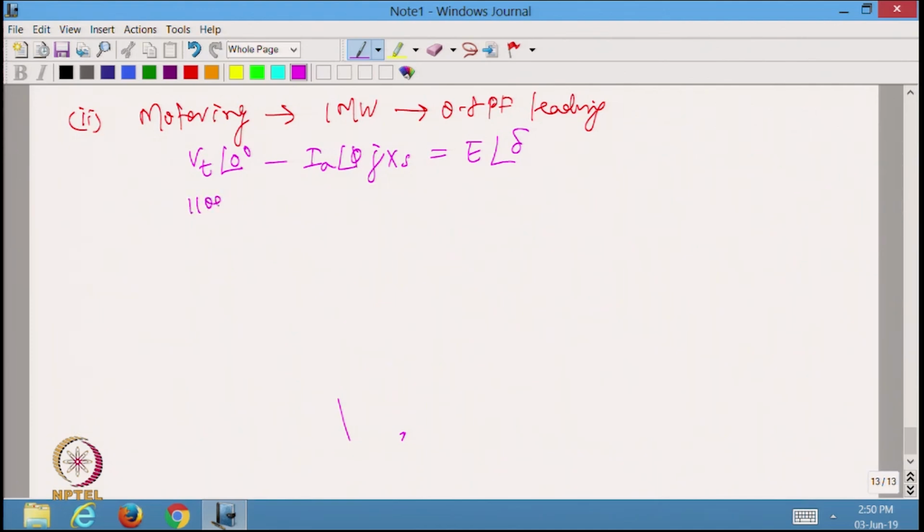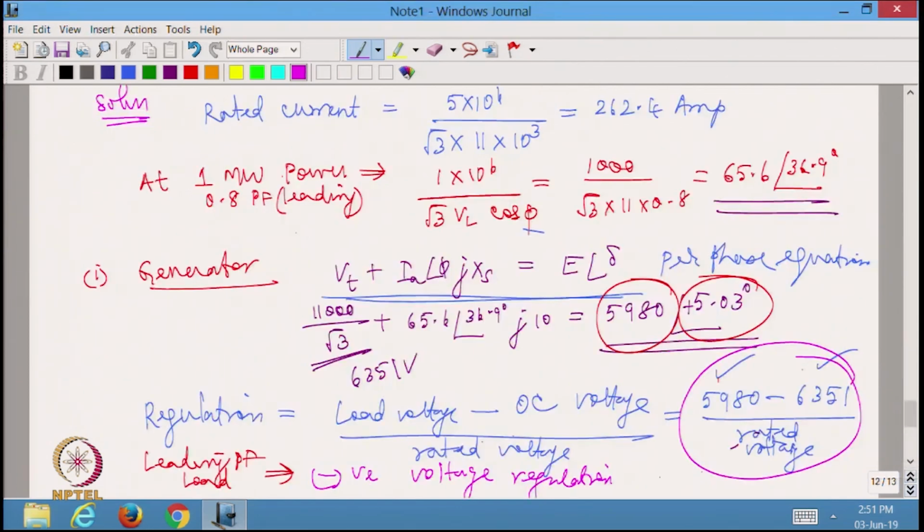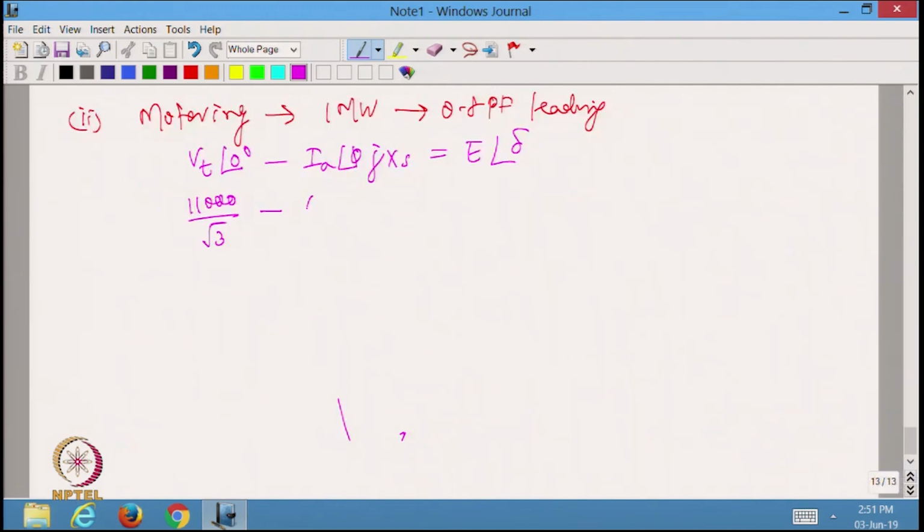So, we said 11,000 divided by root 3 minus Ia, which we had already calculated. Ia will not change, that is still 65.6 angle 36.9 degrees leading power factor, multiplied by j10. If you try to calculate this, I think this comes out to be 6765 angle minus 4.45 degrees.